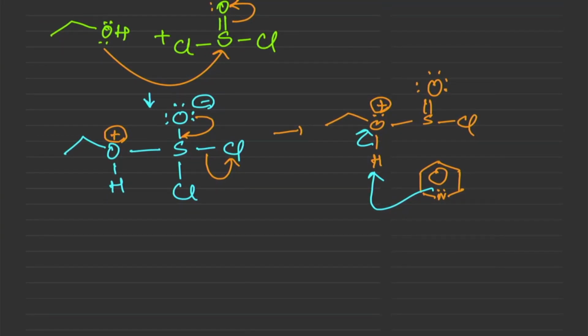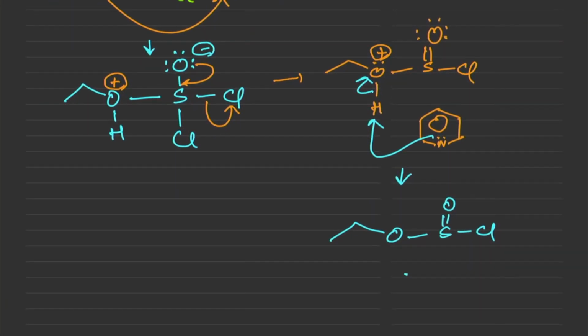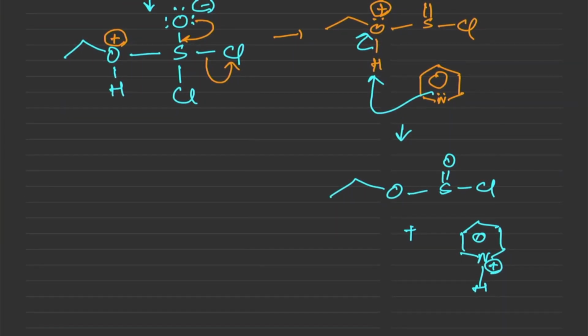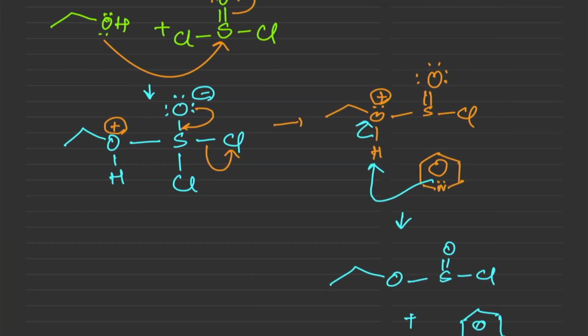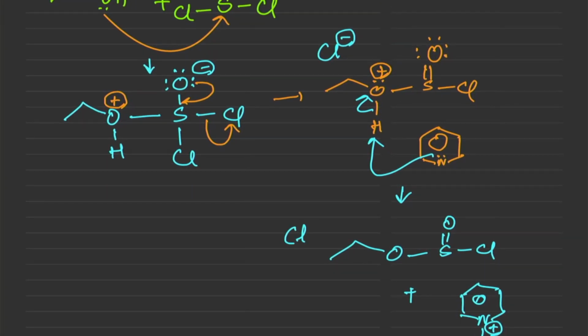Now we will have a situation that looks something like this, and our pyridine is going to have a positive charge. This is our pyridinium ion, as we call it. We have also removed a Cl minus. Don't forget that Cl minus existed, so let's bring that Cl minus into action. We've got our Cl minus right here.